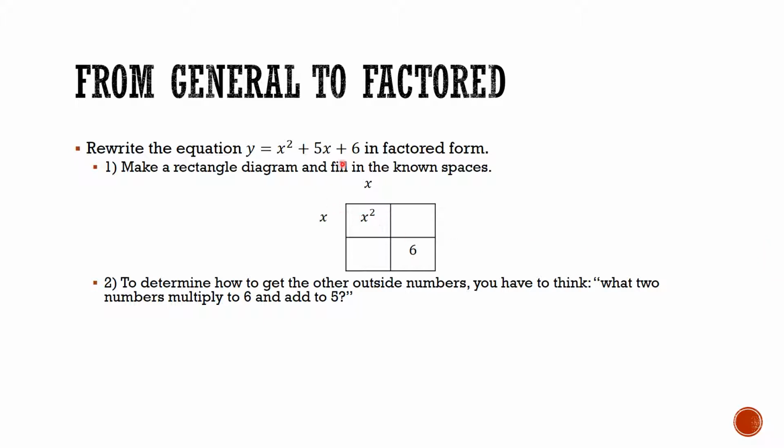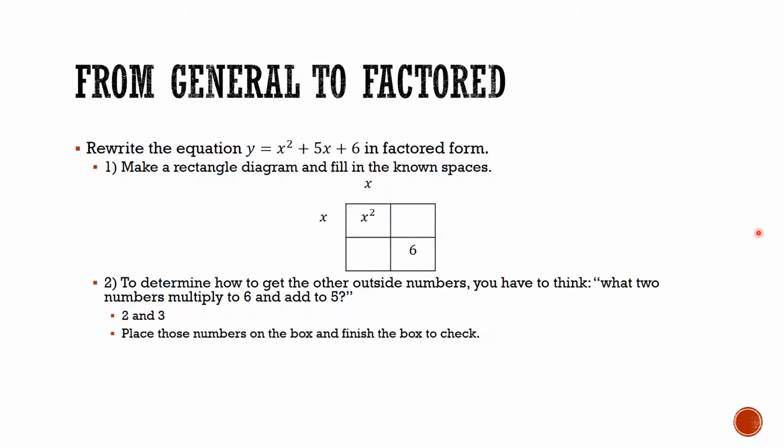So you look at your general form. You look at the last number and say it needs to multiply to this number and it needs to add to this number. If you have a different general form, say you have 4x plus 3, then you'd say multiplies to 3, adds to 4. This one's multiplies to 6, adds to 5. So think about it for a second. What two numbers multiply to 6 and add to 5? That would be 2 and 3.